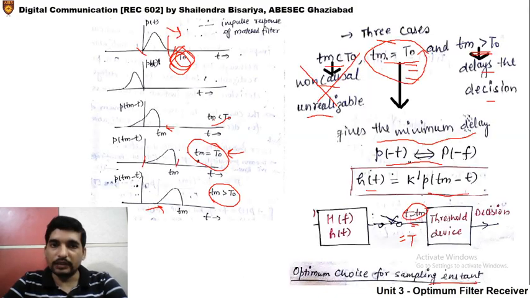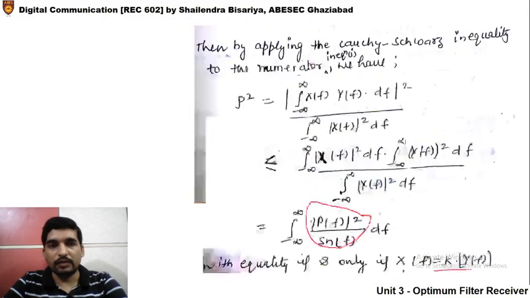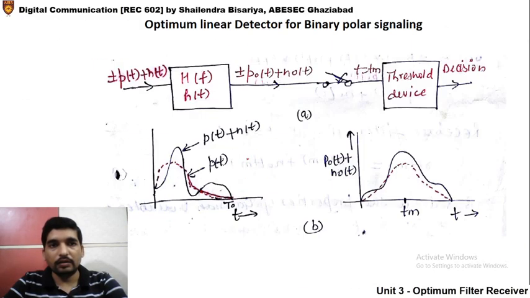So this is what we have discussed today about the optimum linear detector for binary polar signaling. If anyone has any doubt, you can ask, and you can read it in more detail from my notes.